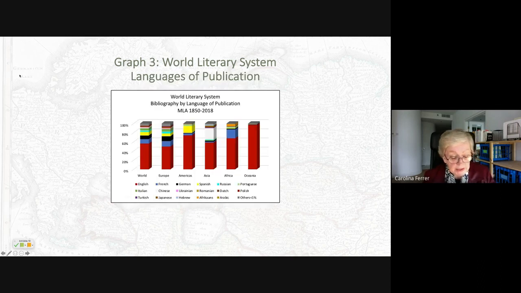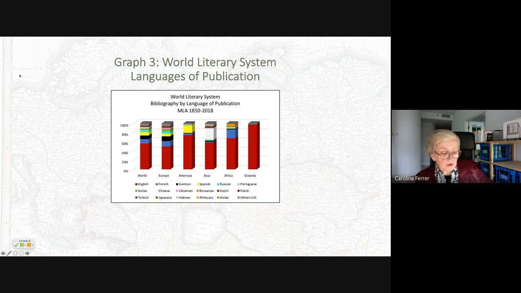Graph 3 represents the distribution of the documents by language of publication for the world as well as the continents. In the case of the world system, English corresponds to 56% of the sample, followed by French, Spanish, German, Italian, Russian, Chinese, Portuguese, and Ukrainian. There are more than 90 other languages that individually represent less than 1% of the sample. English is the most important language of publication in each and every continent. French is the second language of publication in Europe and Africa, whereas Spanish is the second most important language in the Americas and Chinese in Asia.